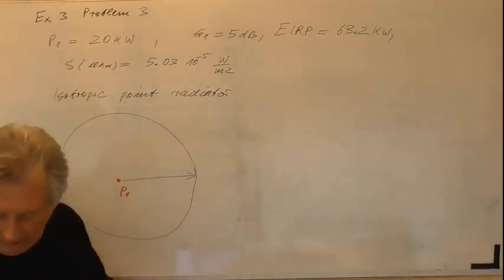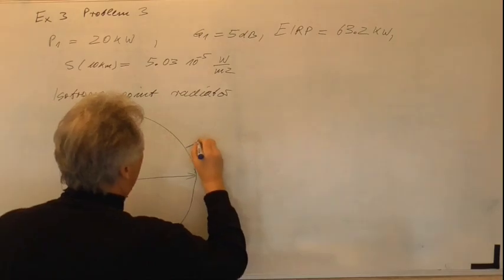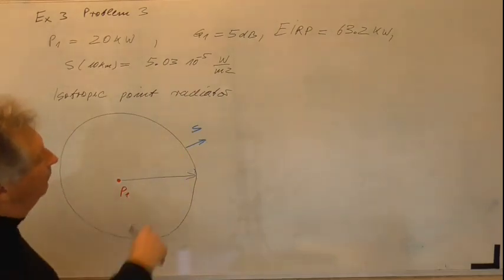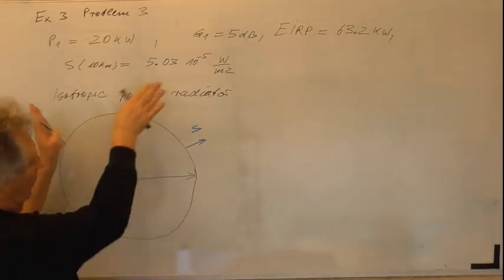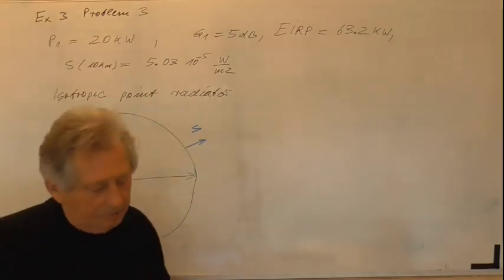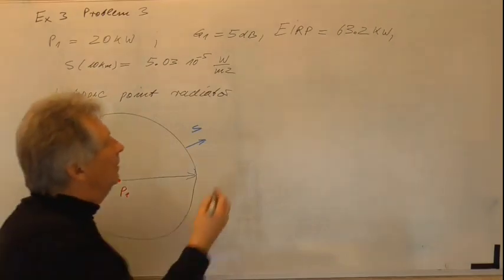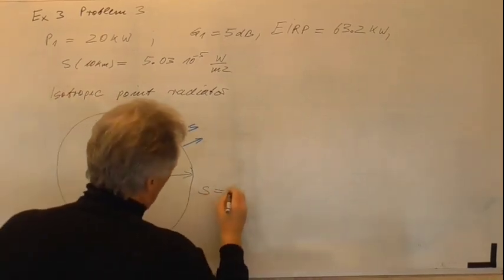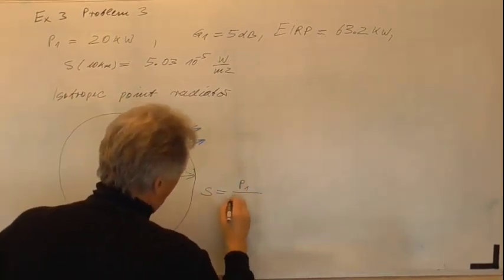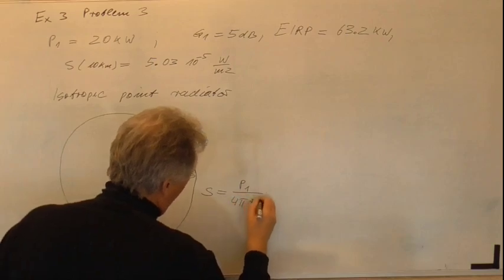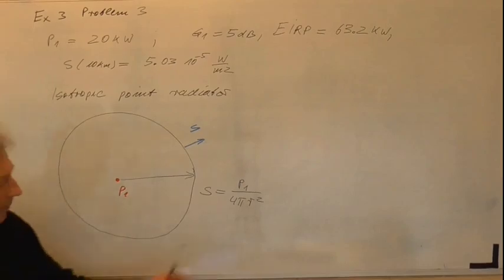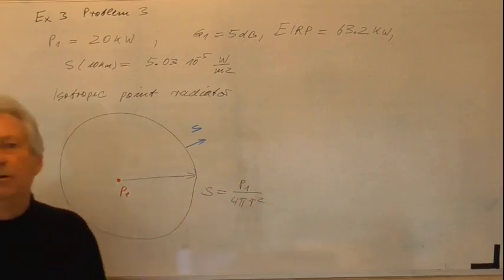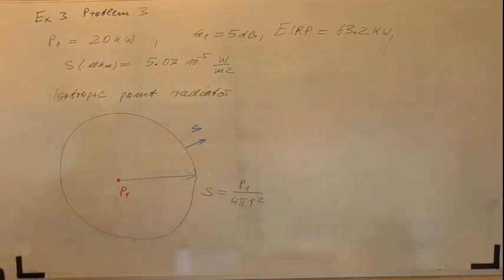So here I can now quite easily calculate S. I'm only interested in the absolute value, not in the direction. So in our direction it would be ER. In the script I inserted ER here. But from this idea you can say that S is just P1 divided by 4 pi R squared. This is the behavior of an isotropic point radiator from a system point of view.